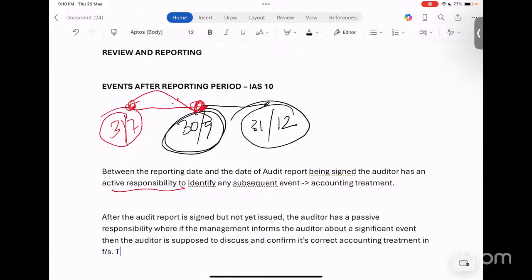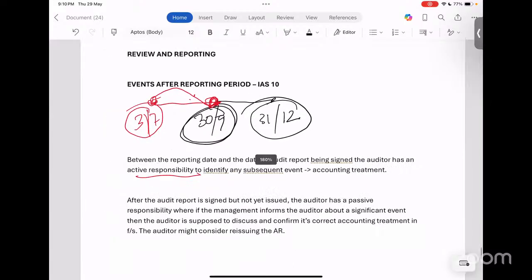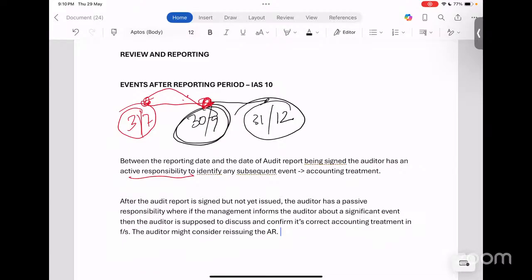In this case, the auditor might consider reissuing the audit report. So basically here your responsibility is passive. You don't work until the management informs you about such an event. Now, once the financial statements are issued, okay, once the audit report is issued, the auditor has no responsibility. But if such an event is brought to the auditor's notice, then only he will act on it.